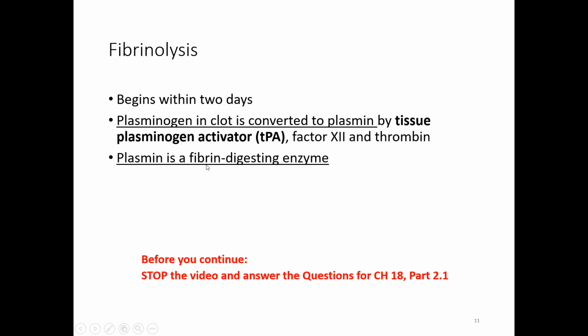When plasmin is formed, it is an enzyme that is capable of digesting fibrin. So, like scissors, it cuts that clot into small pieces, digesting fibrin, and the blood clot dissolves. It disappears, and blood flow through the blood vessel is now restored.